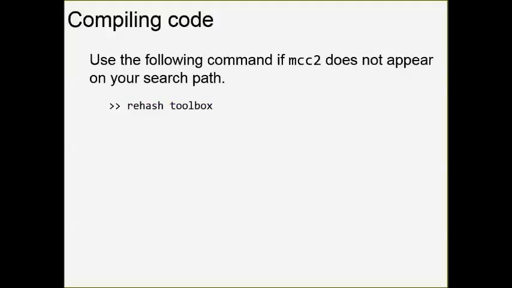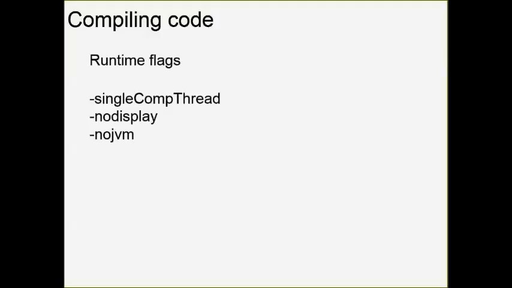Okay, yeah, you would type rehash toolbox if you can't see your MCC2. Okay, so you're compiling your code. Great. You need now also to think about how your code is going to run after it's compiled. There are some arguments that you can give the compiler to change the way that your code runs. When you fire MATLAB up, you might be aware there are some runtime flags that you can use, like no JVM, for instance, which means no Java virtual machine. I showed you that really briefly earlier.